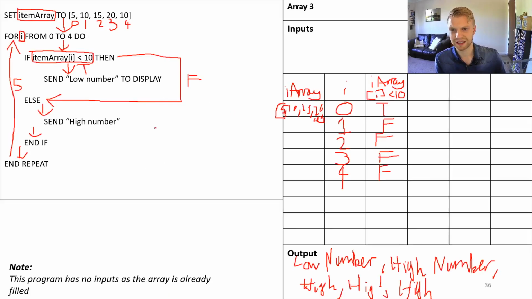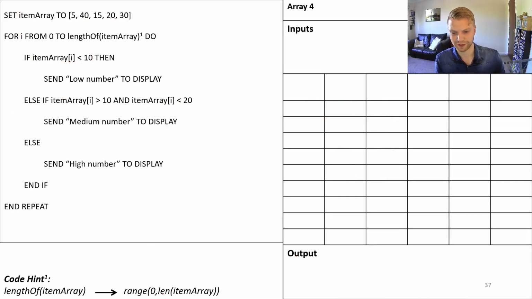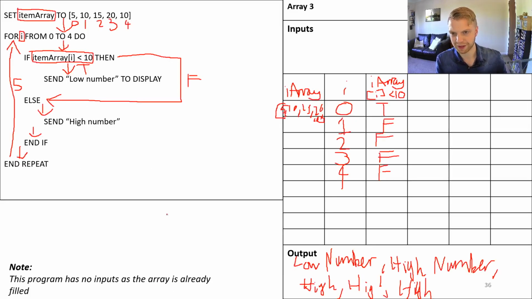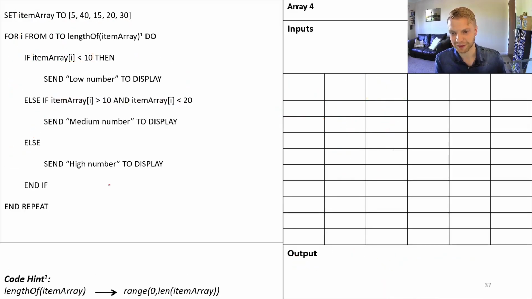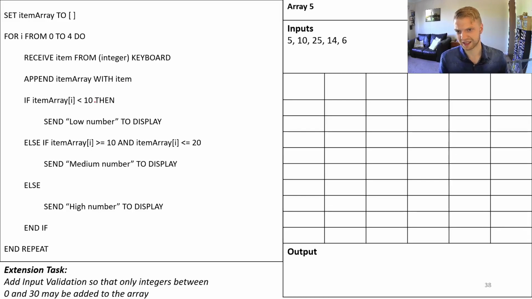If that isn't an incentive enough to write that, the incentive might be you get a mark for just doing that. So if you're happy with this, you can do it, but if you write the len, you get 1 mark just for that. And it's that easy, just replacing the number 4 or whatever with len of item array, or whatever the name of your array is. Other than that, this program is exactly the same, or it's very similar.